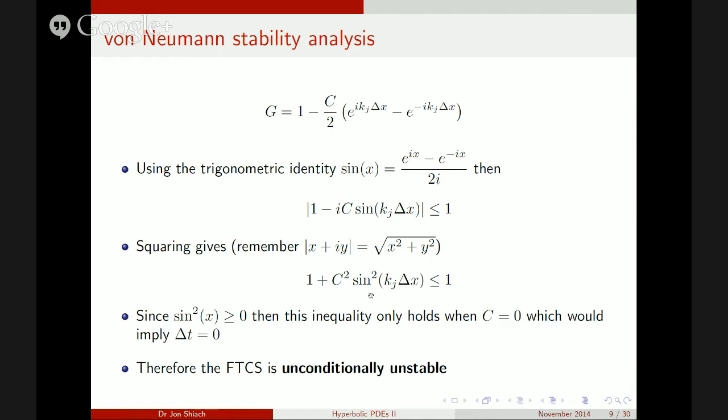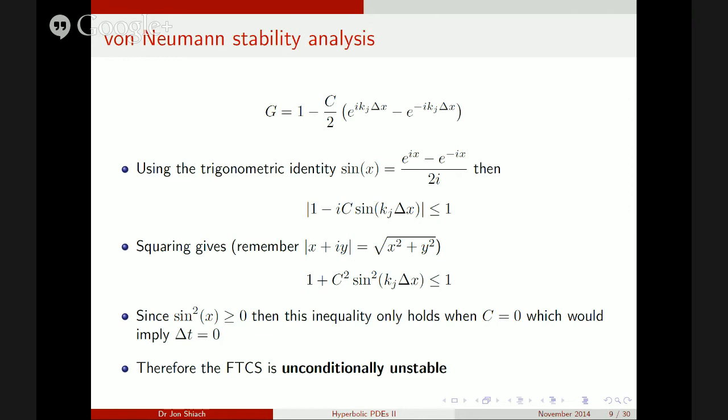So the only time that can happen is when c equals 0. Okay. If c was, let's say, -1, -1 squared is 1. 1 times a number which can only ever be positive, plus 1, will give me a number greater than 1. Okay. So the only time that can happen is when c is equal to 0. That implies that delta t is equal to 0.